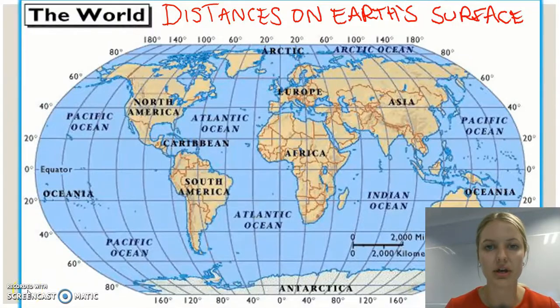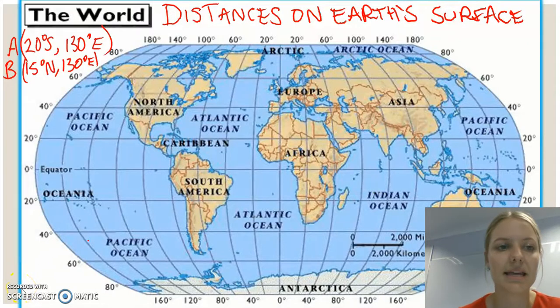The topic of today's video is distances on Earth's surface. We will be using two locations, the latitude and longitudinal locations, to actually find how many kilometres difference there is between these two locations. Let's consider the two locations. Location A is at 20 degrees south, 130 degrees east.